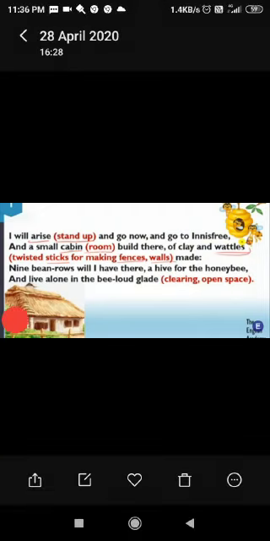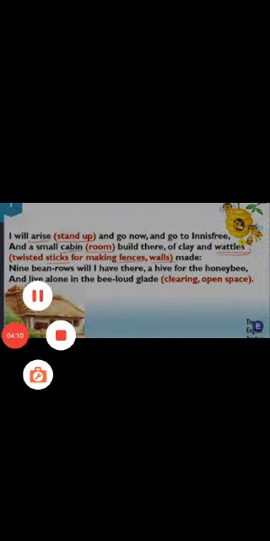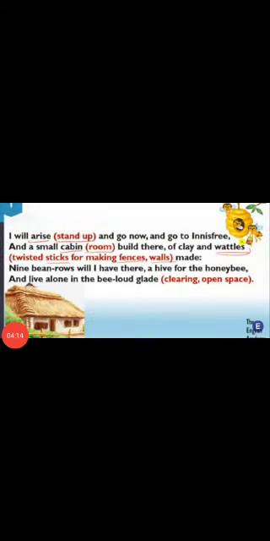Whenever we go somewhere to live, to survive there we need food, is it or not? So in the next line he says, nine bean rows will I have there, a hive for the honeybee. He will need some food to eat, so he will grow nine rows of beans near his room. Beans are seeds, a kind of vegetable that we eat, as you have read in science.